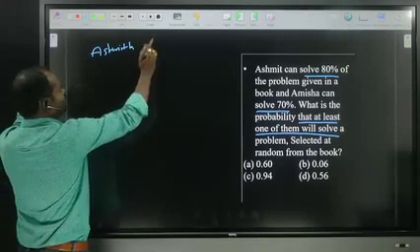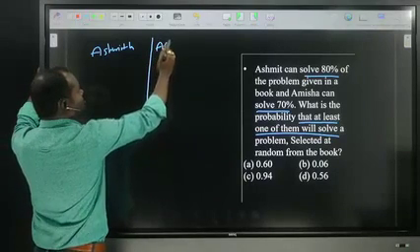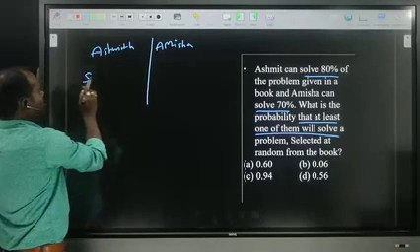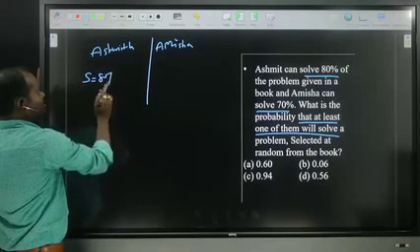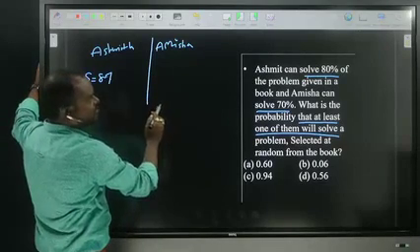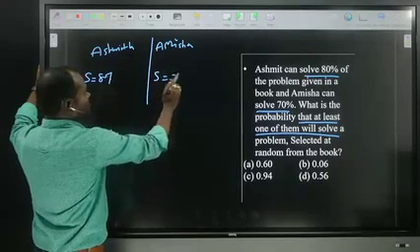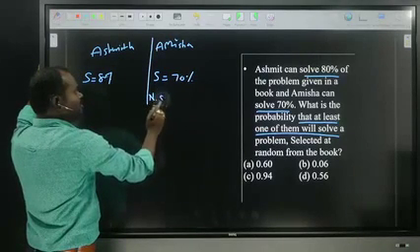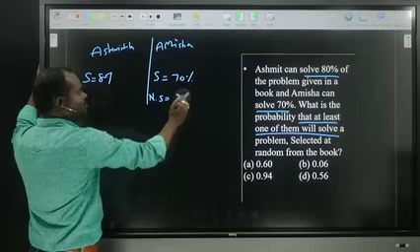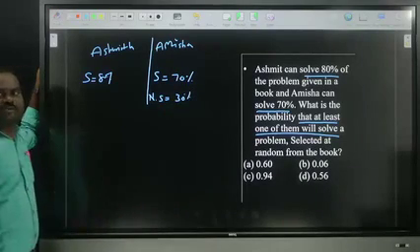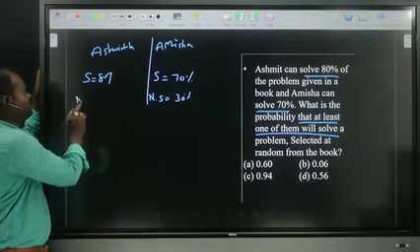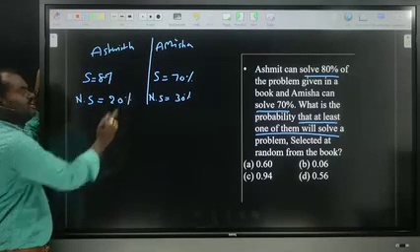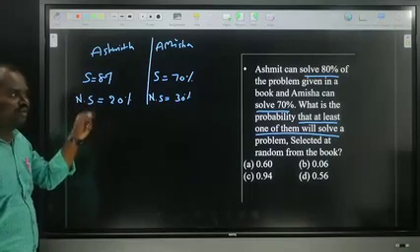Ashmit, Amisha. Ashmit's chance of solving is 80%. In the case of Amisha, solving is 70%. Now solving 70% means what is the not solving? Not solving is 30%. Solving is 70 means not solving is 30%. In the case of Ashmit, not solving is 20%, because the total is always 100%.